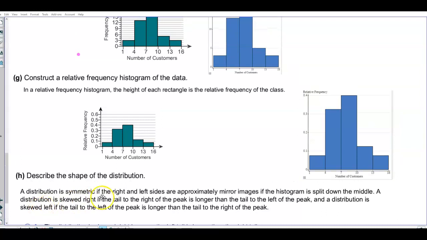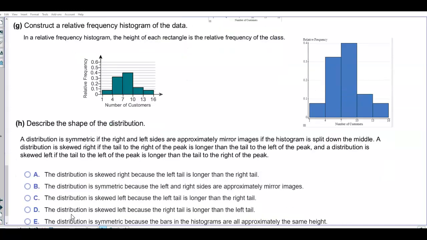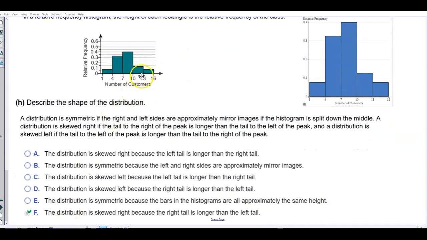Now we're going to describe the shape of the distribution. Recall that a distribution is symmetric if the right and left sides are approximately mirror images when the histogram is split down the middle. A distribution is skewed right if the tail to the right of the peak is longer than the tail to the left of the peak. A distribution is skewed left if the tail to the left of the peak is longer than the tail to the right of the peak. If you take a look at this graph, the distribution is skewed right because the right tail is longer than the left tail.